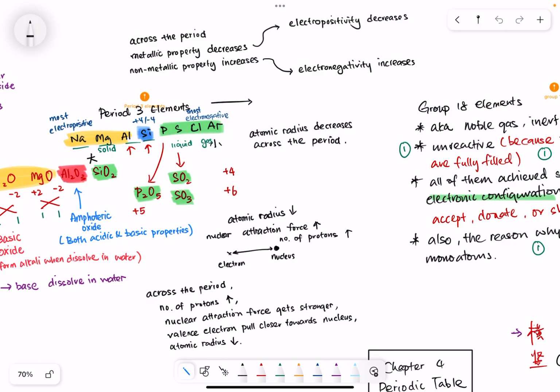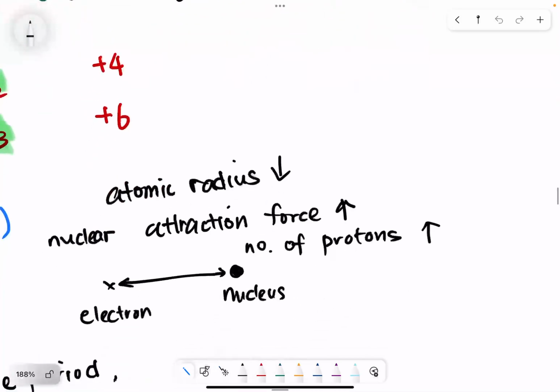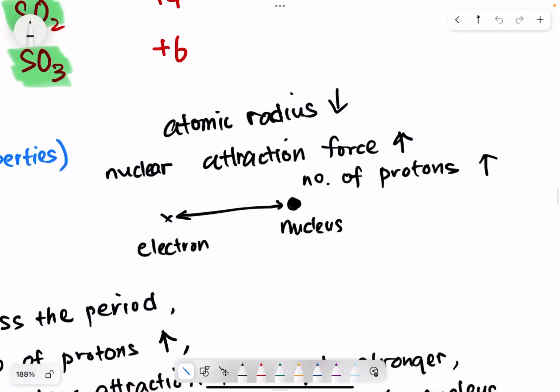Firstly, the atomic radius is decreasing across the period. And why is that happening? It's because the strength of the nuclear attraction force is increasing. This is because the number of protons is increasing, which makes your electrons be pulled closer towards your nucleus, and then makes your atomic radius decrease.